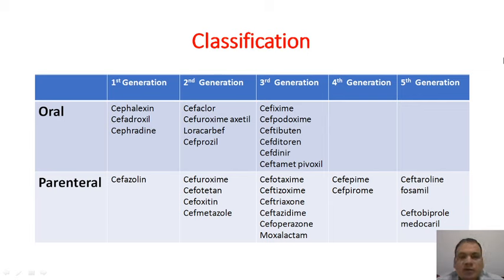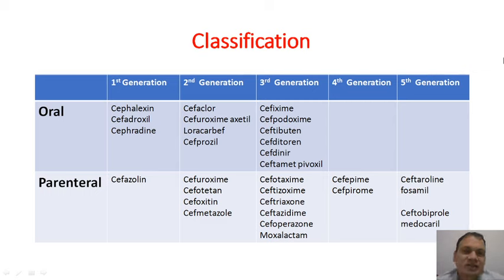Same applicable for the fifth generation. In the fifth generation, there is no oral category as such. We have only the parenteral category, and in the parenteral category we have two drugs, ceftaroline fosamil and ceftobiprole medocaril. Please remember that these are prodrugs. They are converted into the active form once they are inside the body.